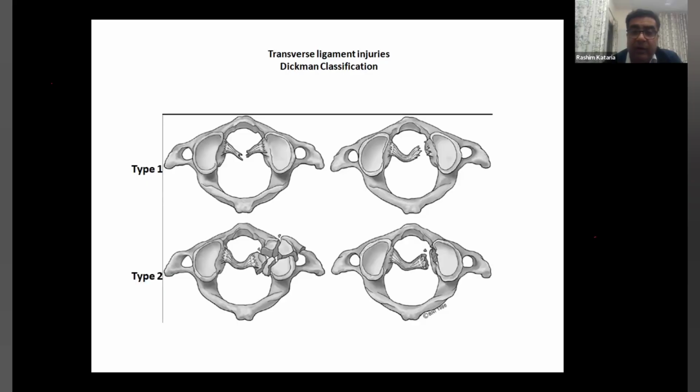These are the different classifications, the Dickman classification, where type 1 injuries are ligamentous injuries. Type 2 injuries are bony injuries. So as a principle, when the ligament is torn, early surgery is required. When the bone is fractured, we can wait.